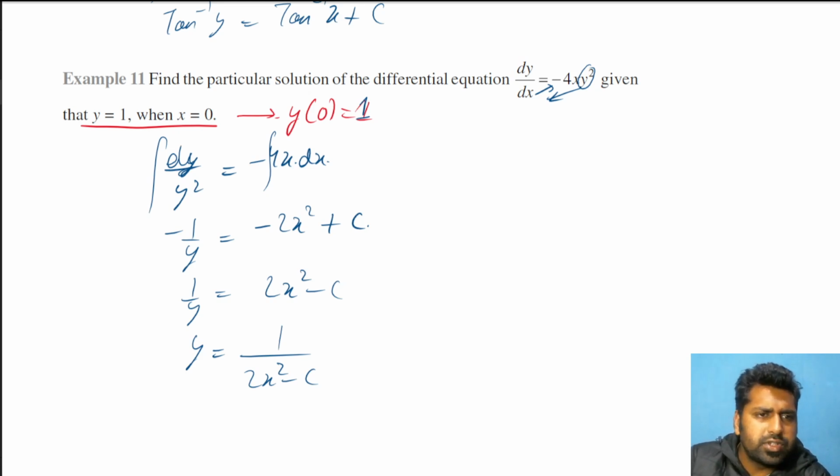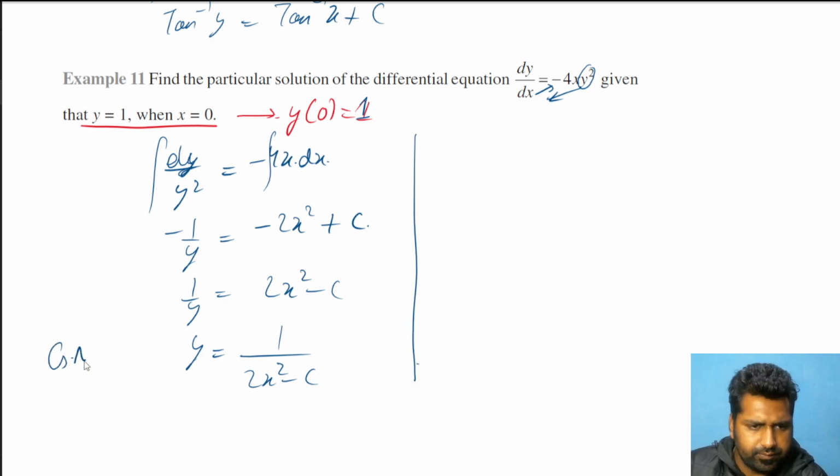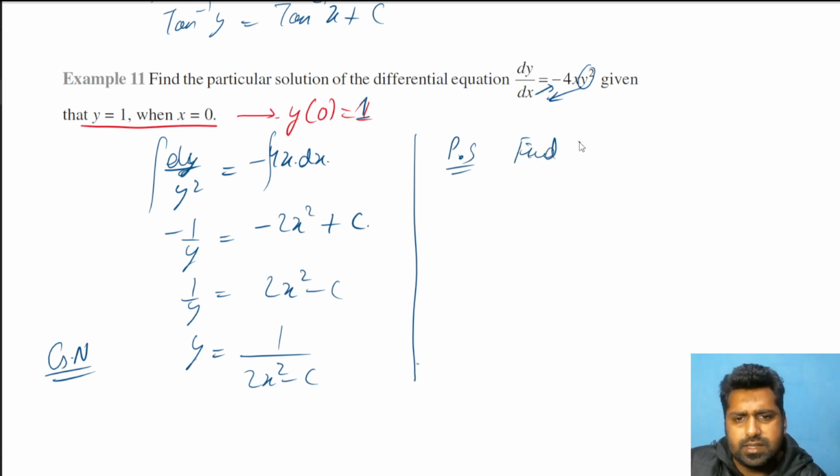Now for the particular solution we have to get the value of c. This is the general solution. For the particular solution, we have to find c. How will we find c? Using this condition: y is 1 when x is 0. So put y as 1 upon, and replace x with 0. So 0 minus c, so basically 1 by minus c is 1. So you'll get minus c as 1, or you'll get c as minus 1.